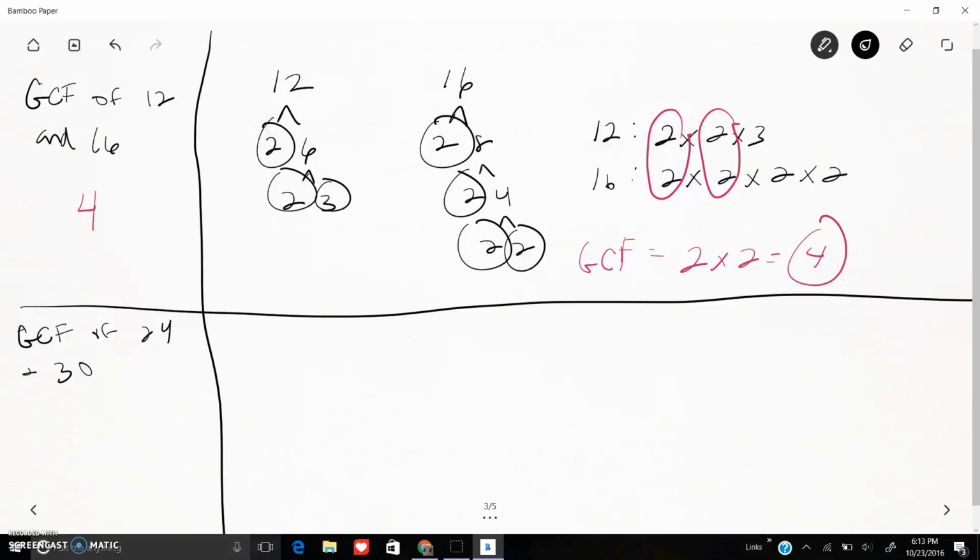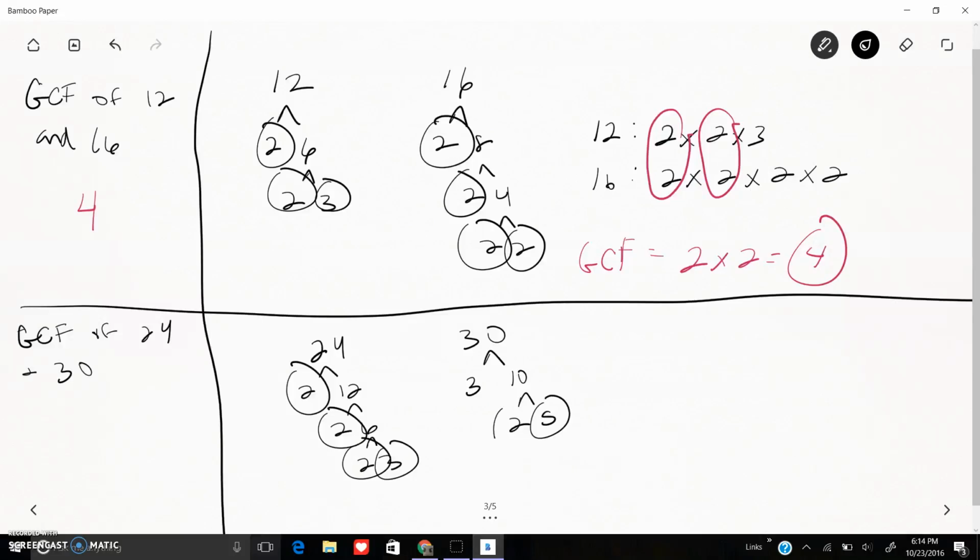All right, first thing to do, factor trees. So I have 24, 30. 24 is 2 times 12, which is 2 times 6, which is 2 times 3, all prime numbers. 30 is 3 times 10, 2 times 5, all prime numbers. So I have 24 equals 2 times 2 times 2 times 3. And 30 equals 3 times 2 times 5.